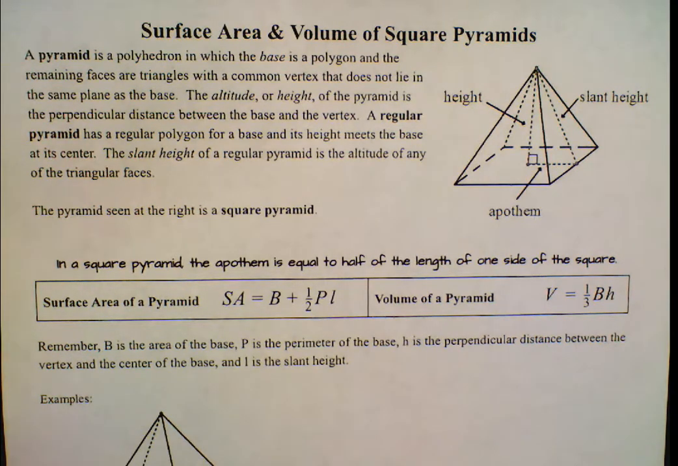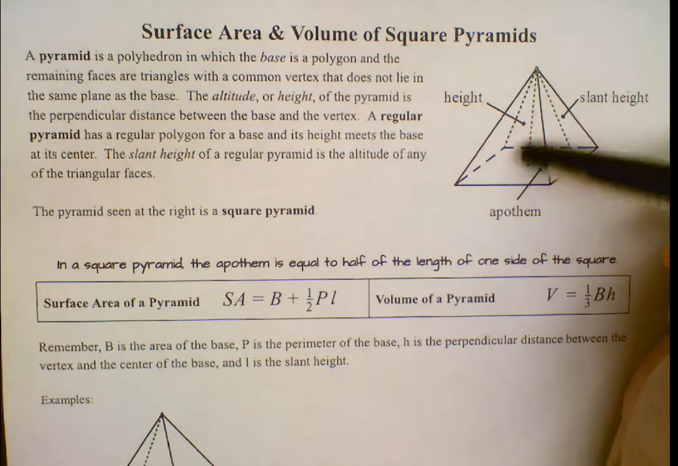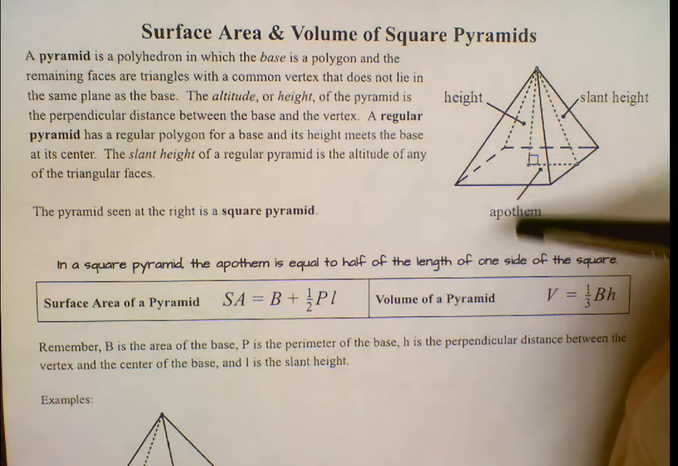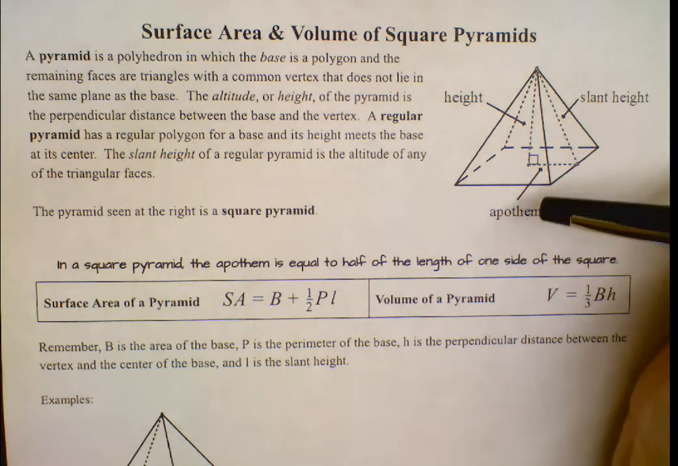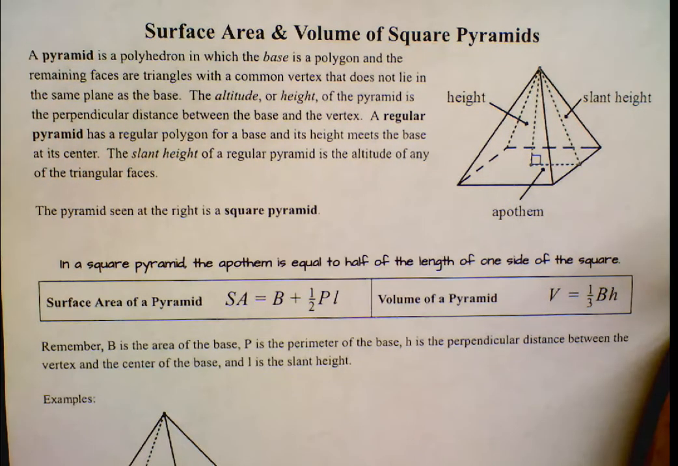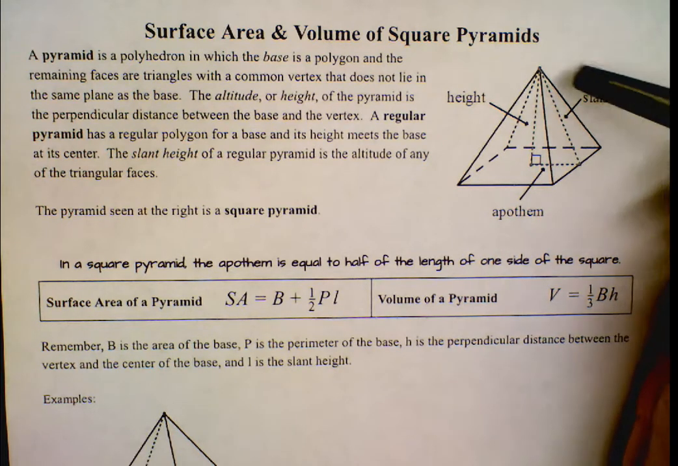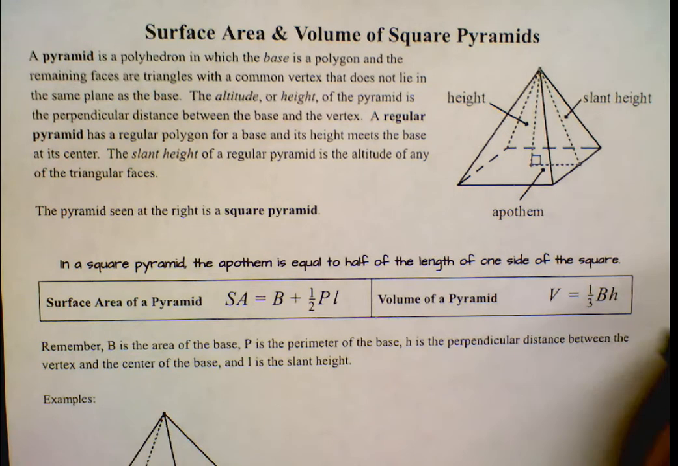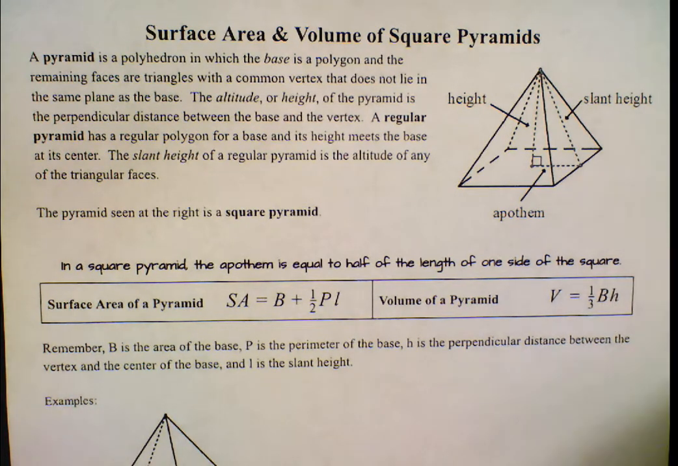The altitude or height of the pyramid is the perpendicular distance between the base and the vertex. A regular pyramid has a regular polygon for its base, and its height meets the base at its center. The slant height of a regular pyramid is the altitude of any of the triangular faces. The pyramid seen at the right is a square pyramid.